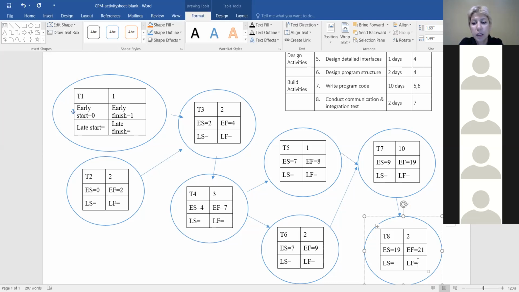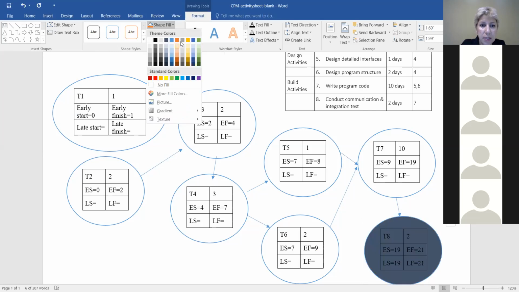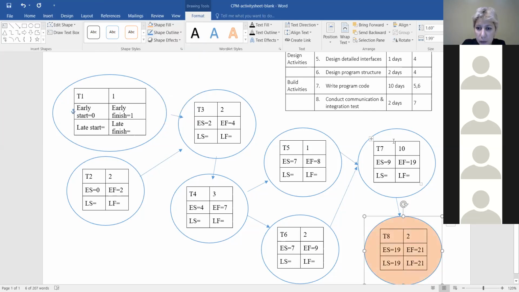So we're going to put late finish for the last task equal to early finish, and for this one equal to early start. So we're going to assume there is no buffer. We're going to deliver the project on the exact same day it can be delivered, which is the length of the critical path. Now I'm trying to understand where the critical path is.